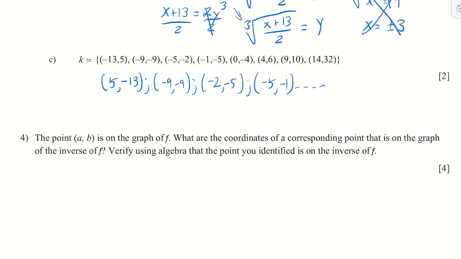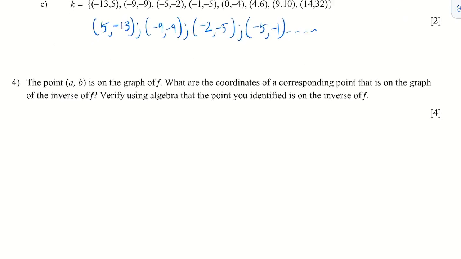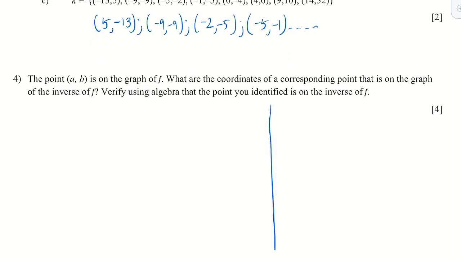Now, for number 4, it says the point A, B is on the graph of f. So what are the coordinates of the corresponding point that is on the graph of the inverse of f? So what ends up happening here is if I have, let's say, a graph, and I have the point, let's say, A comma B.